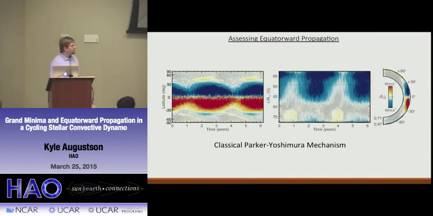First, we have the classical Parker-Yoshimura mechanism using only the kinetic helicity. And in this case, you see that the mechanism cannot work. Namely, the propagation direction is opposite of what you'd want it to be. In this case, it's poleward at low latitudes and equatorward at high latitudes. So the classical Parker-Yoshimura mechanism does not explain the equatorward propagation in this case.